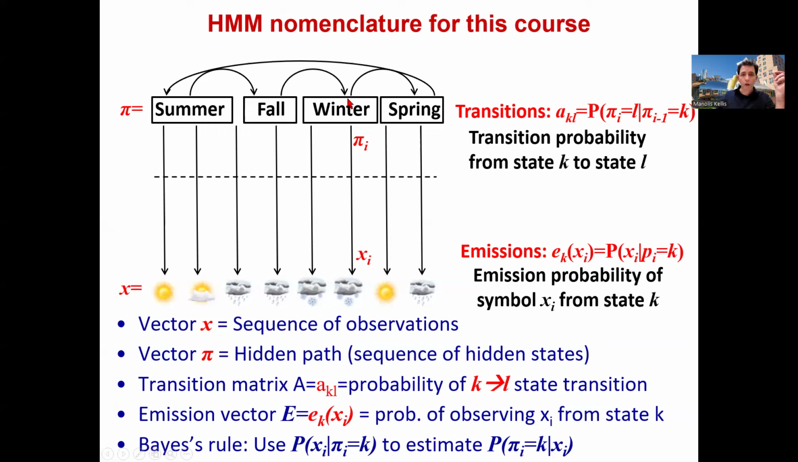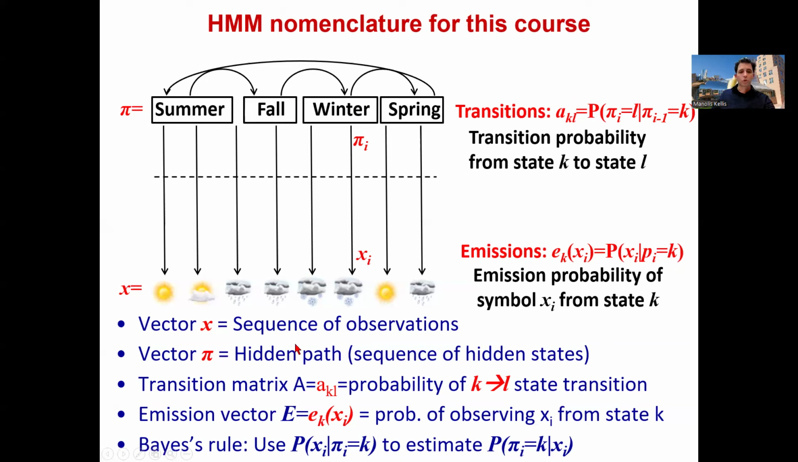So if I'm in this state, I have some generation probability and I have some transition probability. The transition probability is simply the probability of going to state L given that I was in state K. The emission probability is the probability of emitting character Xi given that I'm in state K.